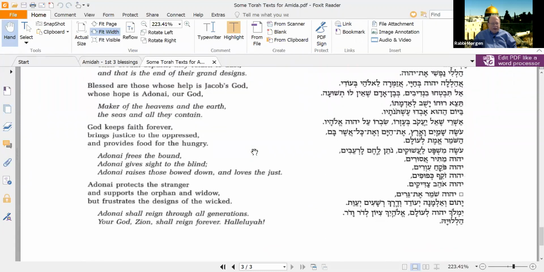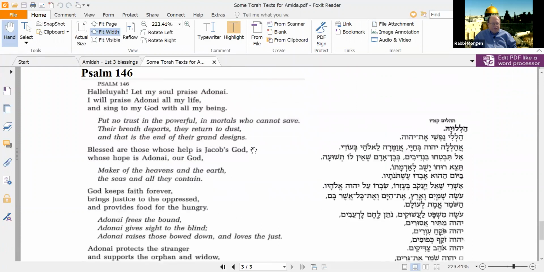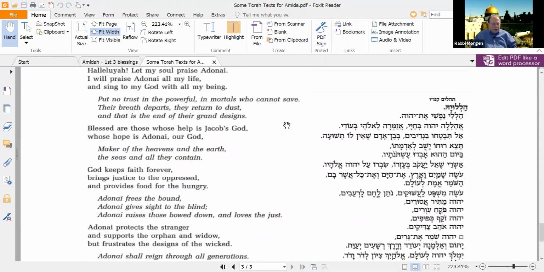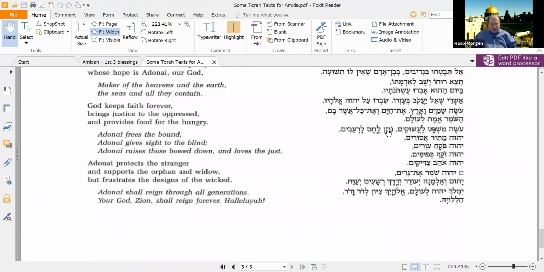And some of those things are found in Psalm 146, which is part of the Psukei de Zimra, the verses of song that we sing before the formal Shacharit service begins. Psalm 146 has this part down here: Adonai matir asurim, Adonai frees the bound; Adonai pokeach ivrim, Adonai gives sight to the blind; Adonai zokef kfufim, he raises up those who are bent over; Adonai ohev tzadikim, he loves the just. He protects the stranger. He supports the orphans and the widow. He frustrates the designs of the wicked.